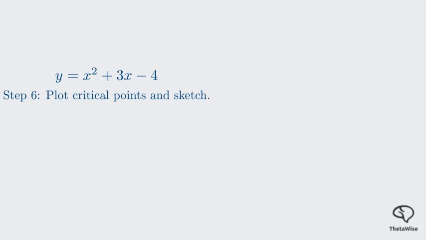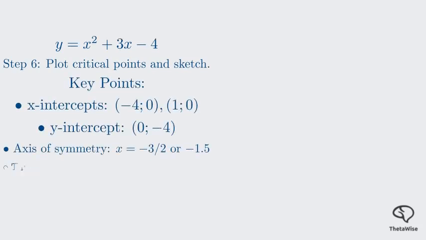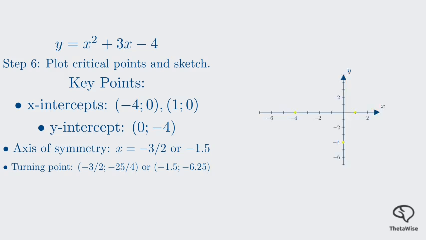Let's recap what we found. We have x-intercepts at (-4, 0) and (1, 0). Our y-intercept is at (0, -4). The axis of symmetry is the line x equals -1.5, and the turning point is at (-1.5, -6.25). Let's plot these points on a Cartesian plane.